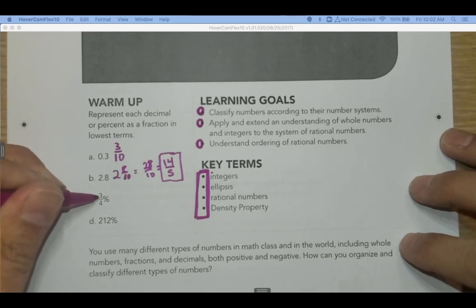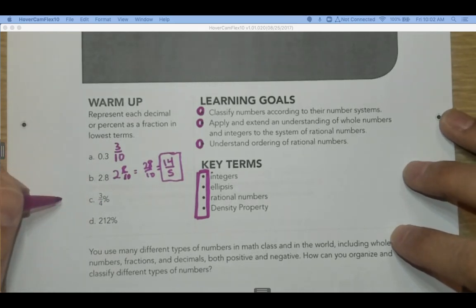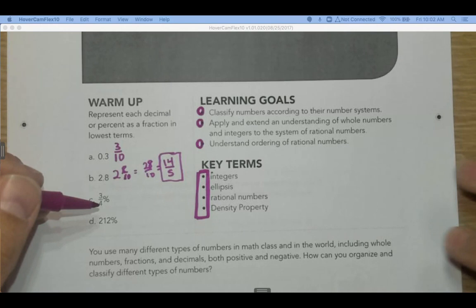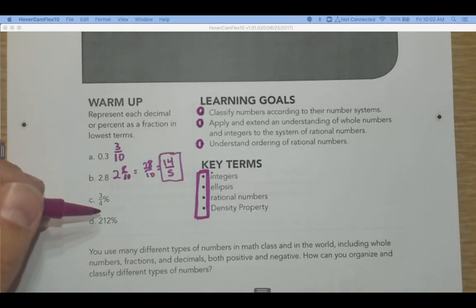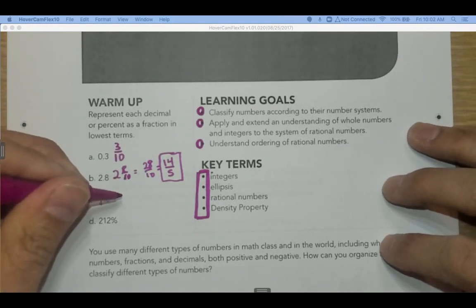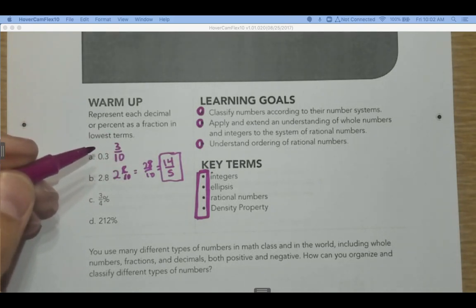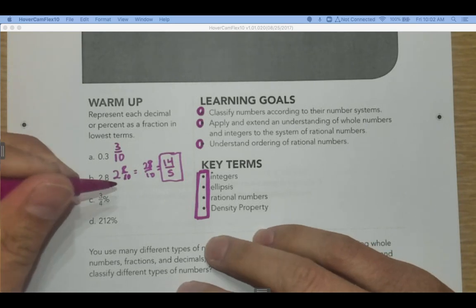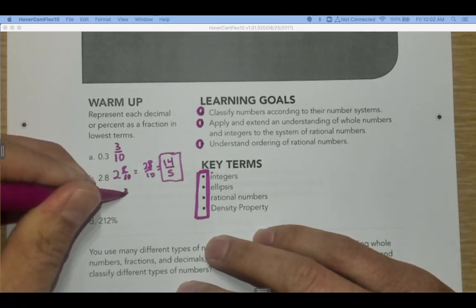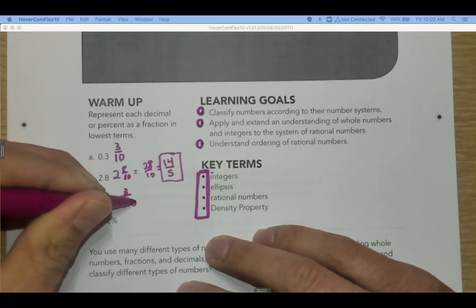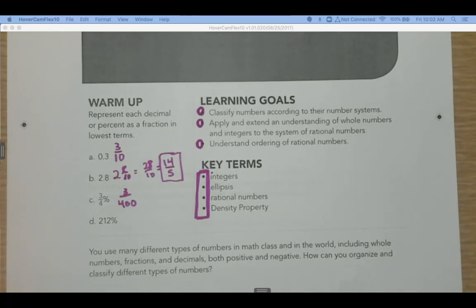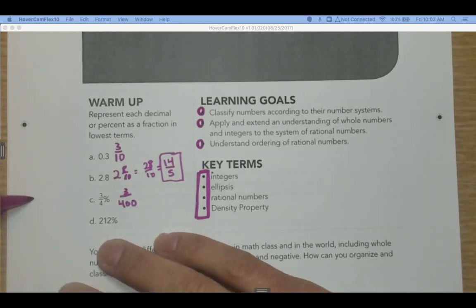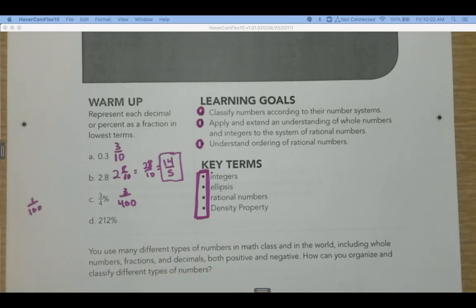This is 3/4 of a percent, so it's less than 1%. And so if I'm looking at this, that means it would be 3 out of 400. Because 1% would be 1 out of 100, and this is less than that. And so this is 3 out of 400.